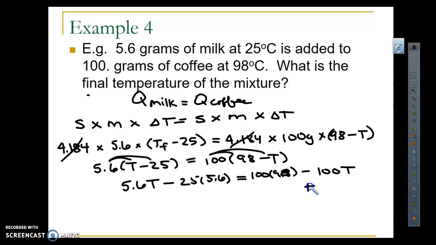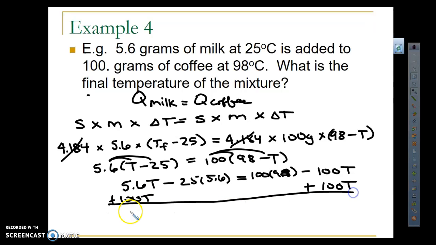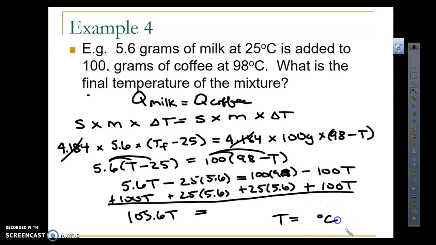Okay, so I would add 100 T to both sides to get 105.6 T, and I would add this to both sides. Okay, and I'd get a number here. I would divide both sides by 105.6 and get your final temperature there.